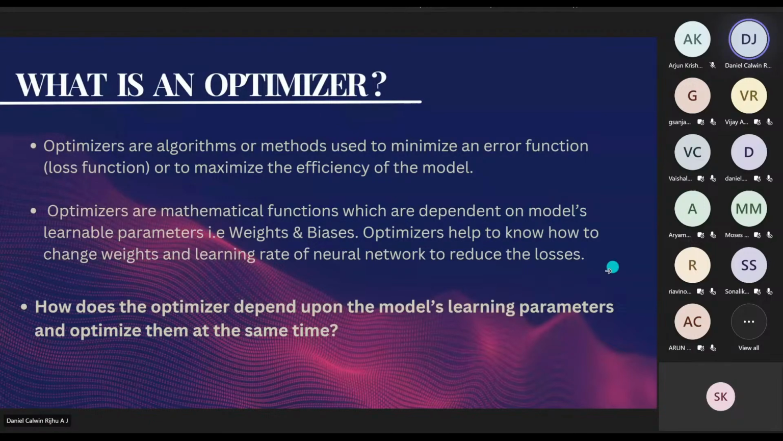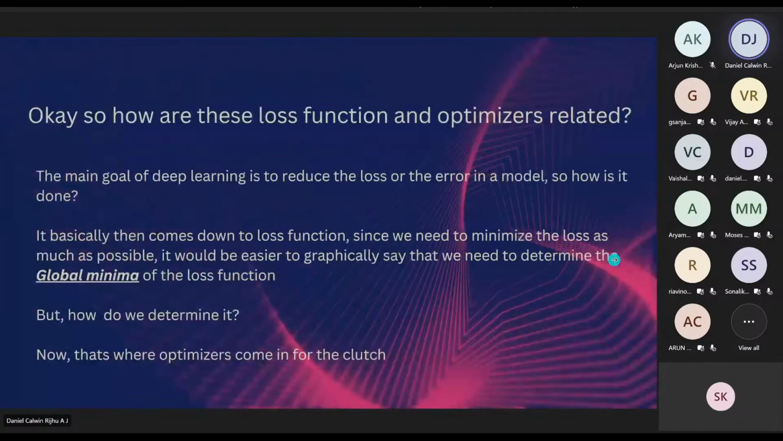So how exactly do they do it? That's where the loss function comes into the picture. We have been discussing reducing the loss in our model, but we'll try to put it in a graphical manner rather than just words. So we have a loss function. Now, when we have to reduce the error in the overall model, the main goal for us is to attain the global minimum of the loss function.